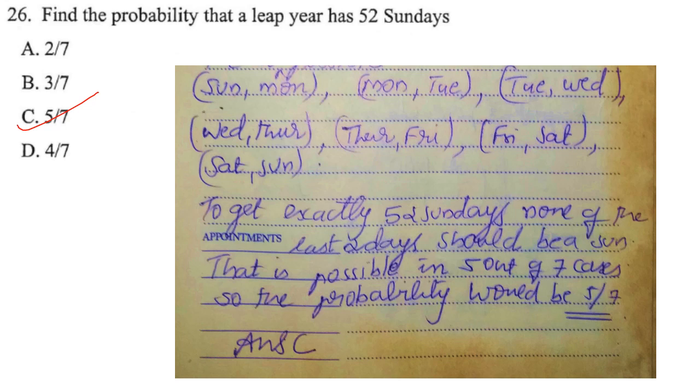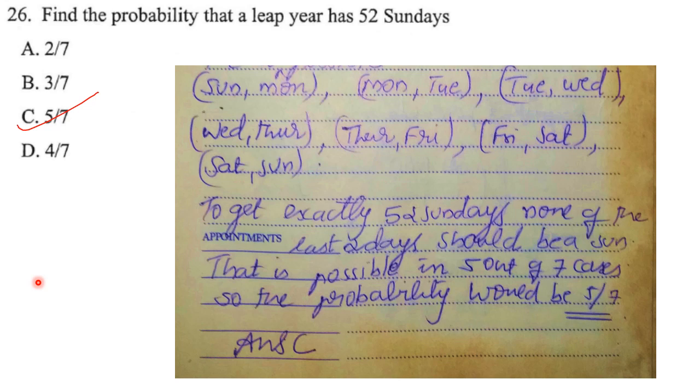Then next one, find the probability that a leap year has 52 Sundays. There are 52 weeks in a year, so there will be 52 Sundays. So 52 into 7, that is 364, but we have 365 days. So that leaves a day for a normal year and 2 days for a leap year. So every leap year has 52 Sundays. Now the probability depends on the remaining 2 days.